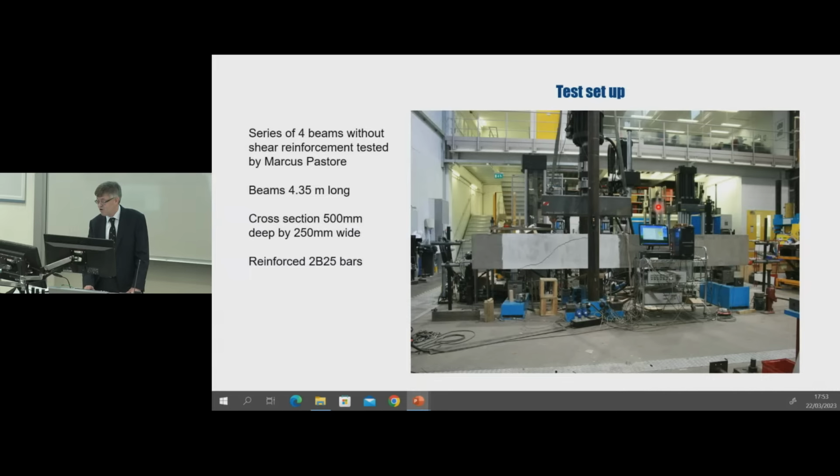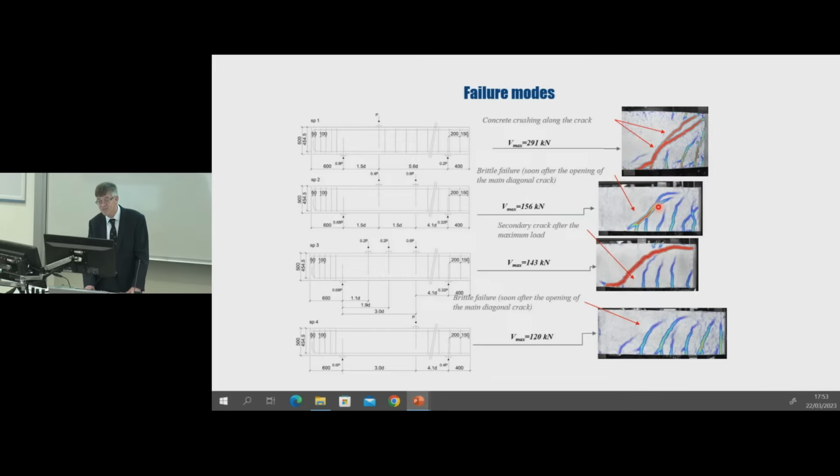To investigate this problem, we tested a series of 4 beams without shear reinforcement. The beams were 4.35 meters long. Their cross-section was 500 millimeters deep by 250 millimeters wide. This slide shows the adopted loading arrangements, the maximum shear forces at failure, and also the crack patterns as determined by digital image correlation, and the widest cracks are shown with the red contours.